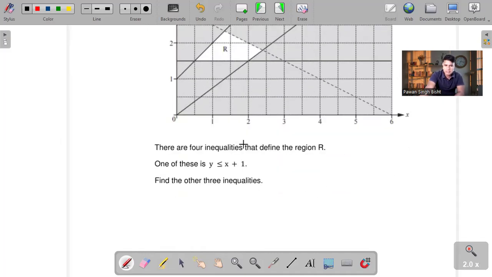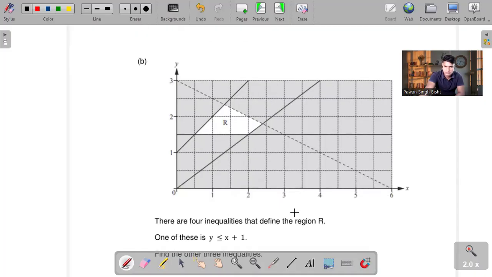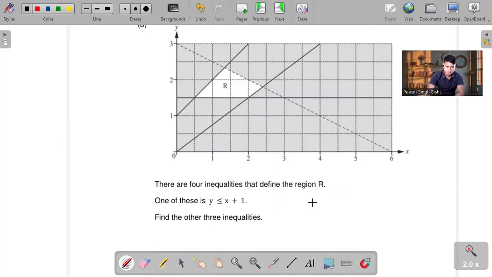Out of all the given 4 inequalities, one is already given, y less than or equal to x plus 1. Find the other 3 inequalities. Now if you see y less than or equal to x plus 1, this is a dotted line.